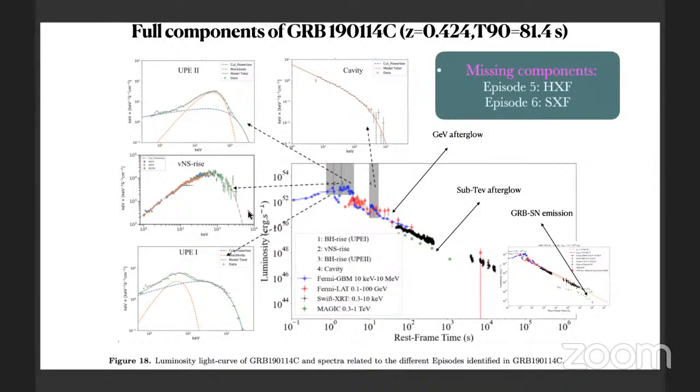Okay, yes, I have a question because in one of the seals I see a GRB-supernova connection. I want to ask you if you refer to the optical supernova.